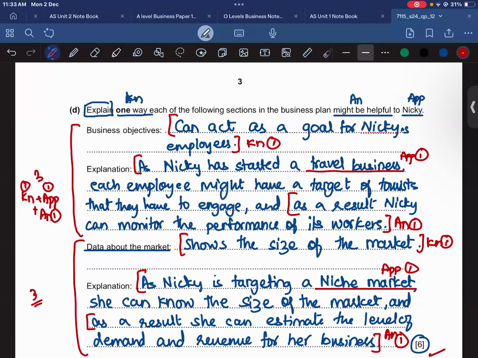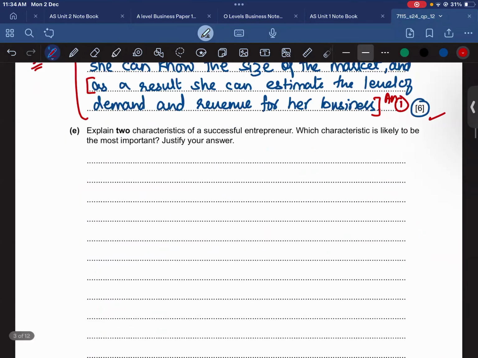Knowledge, application, analysis. These 3 things are assessed in the D part for the 6 marks, and each carries 1 mark, and you have to give 2 points. The total is 6 marks, and this is how you write these answers.